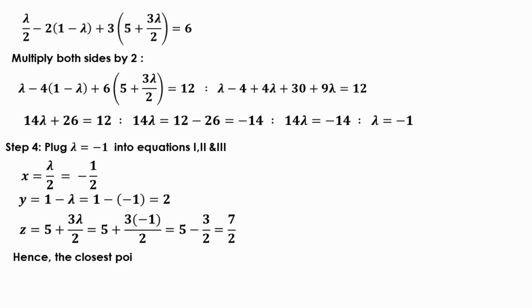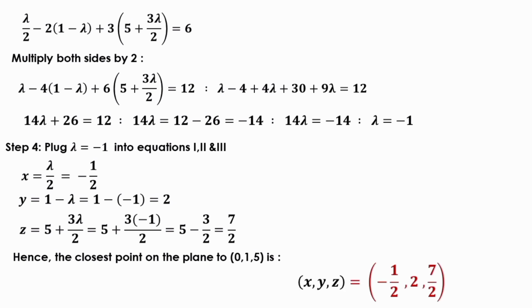Hence, the closest point on the plane to (0, 1, 5) is, we just bring in our new values for x, y, and z, so our closest point is (minus 1 over 2, 2, 7 over 2). So that's it.